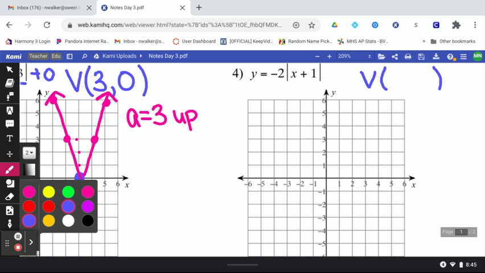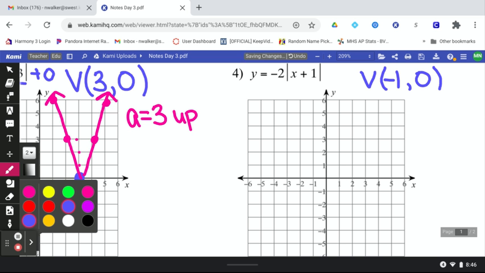All right, Lane, what'd you get for your vertex? I got 1, 0. Do you guys agree or disagree with 1, 0? Oh, I didn't flip the sign. Okay, you didn't flip the sign. So it should be -1, 0.